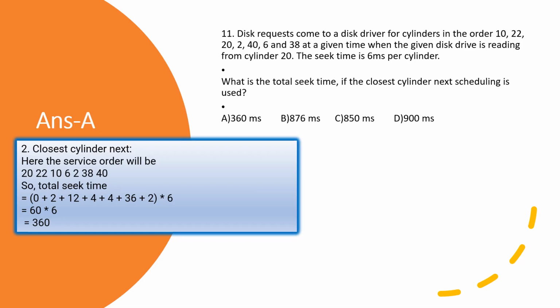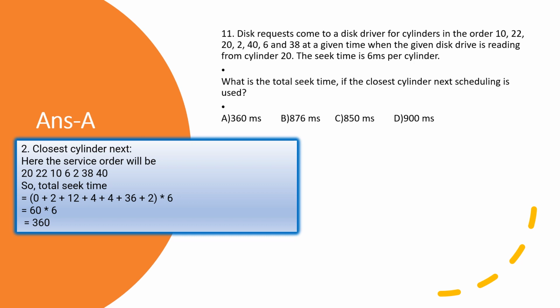So the 11th question is about disk requests and it is asking what will be the total seek time if we use the closest cylinder next scheduling algorithm. So we have some disk requests for the cylinders, and we can see 10, 22, 20, 2, 40, 6, 38. It is asking for the total seek time, and per seek time it is taking 6 millisecond. So seek time is 6 millisecond per cylinder.